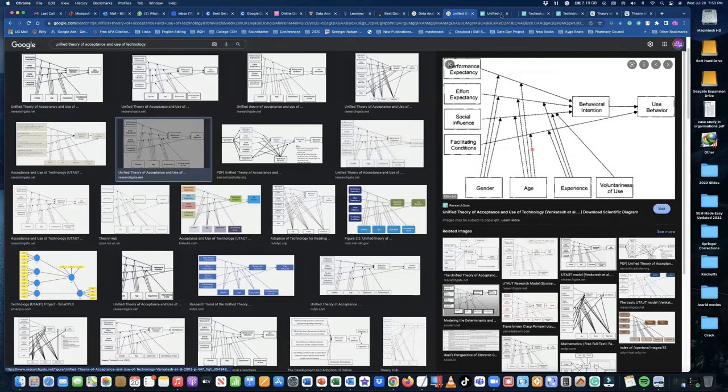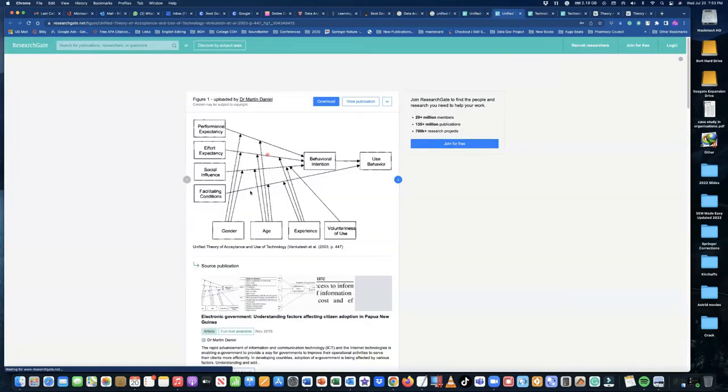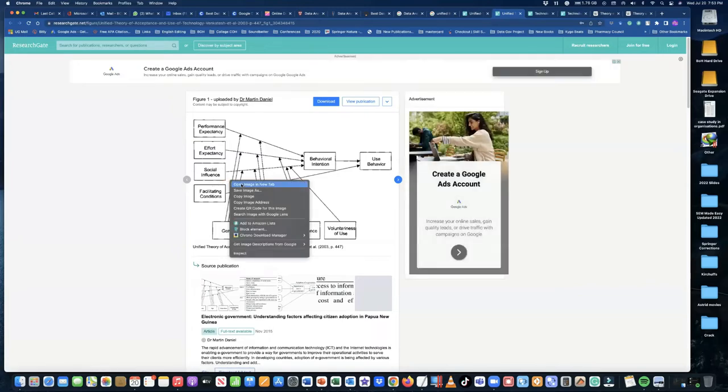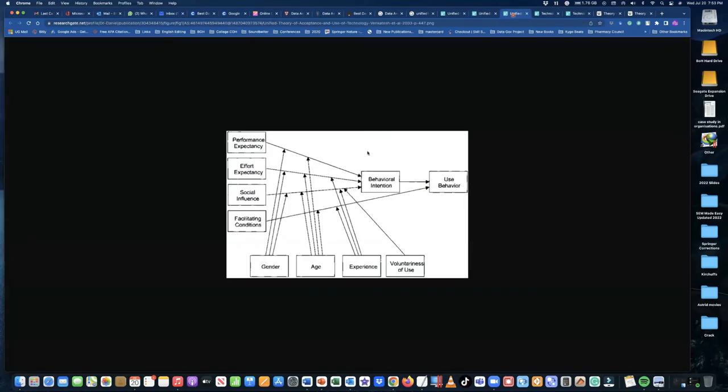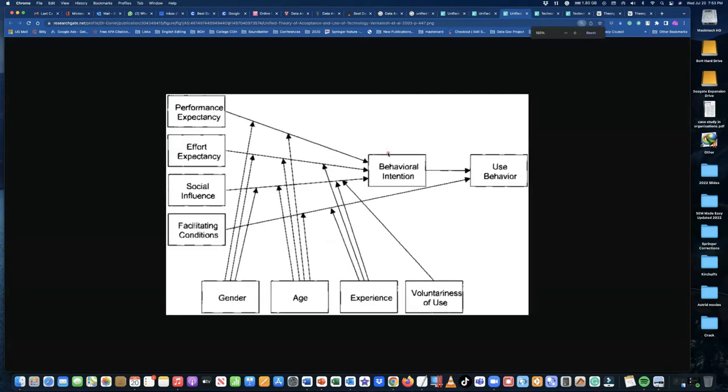No worries. Hoping this one will be bigger. Oh, this is even worse. Okay. No worries. I hope you can see. Can we see? Yes, Prof.